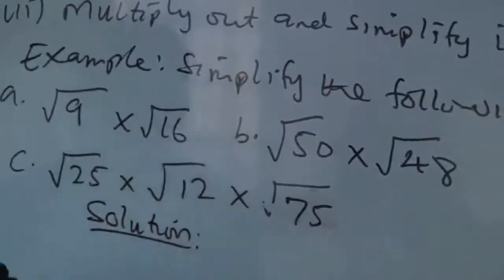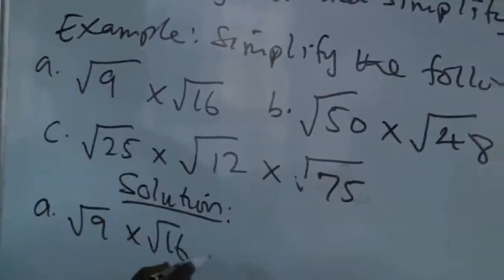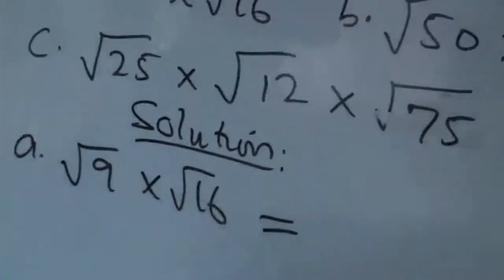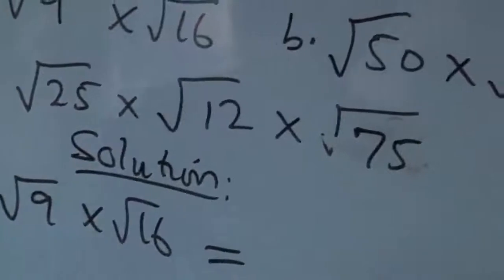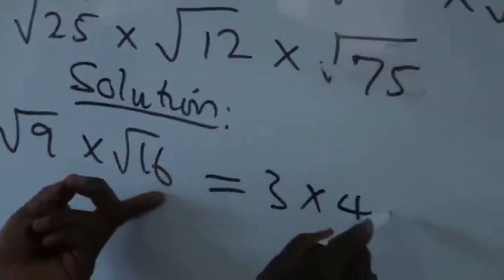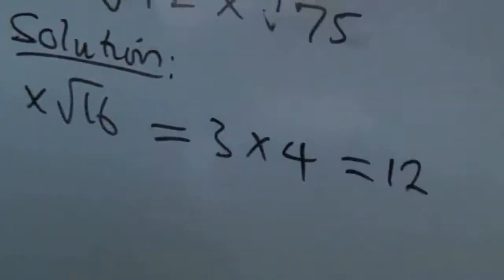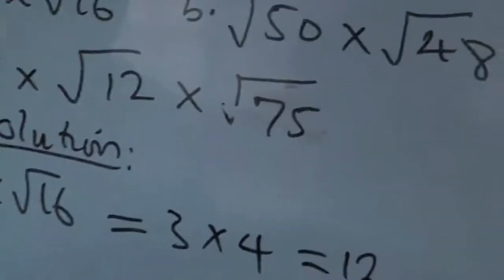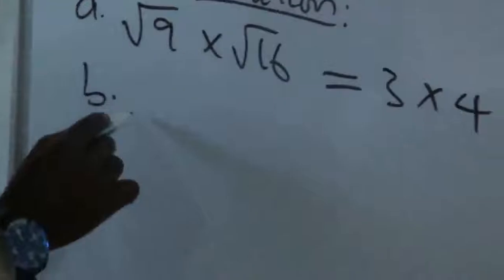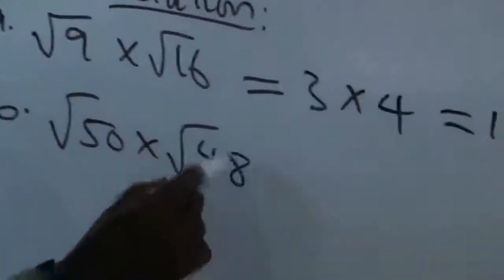Now, the first one, we have root 9 times root 16. Now, 9 and 16 are already perfect squares, and we don't have much problem with this. So we just say what is the root of 9? 3. What is the root of 16? 4. And then we just say 3 times 4, 12. Very simple as ABCD.